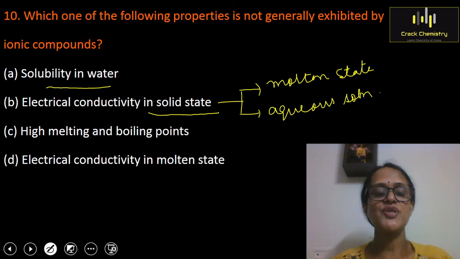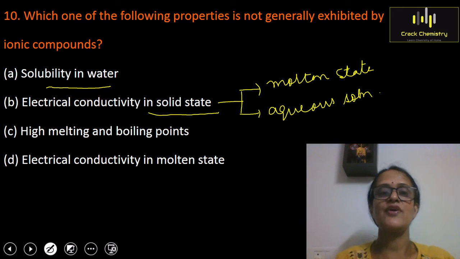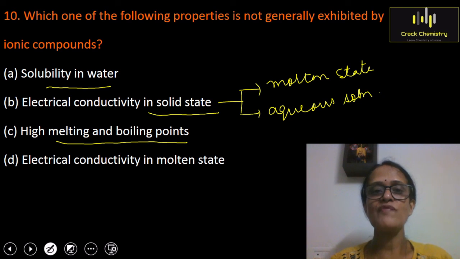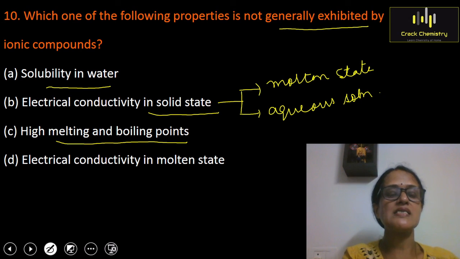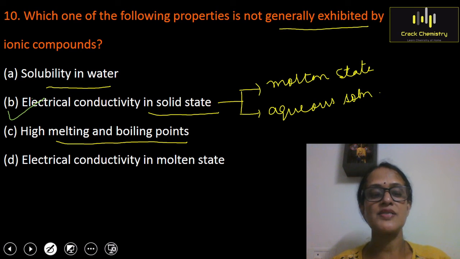The third option given to you is high melting and boiling points. Yes, ionic compounds have very high melting and boiling points because of the very strong forces of attraction between oppositely charged ions. Option D is electrical conductivity in the molten state. Yes, ionic compounds conduct electricity in the molten state. The question was which one of the following properties is not generally exhibited by ionic compounds. Option B is the correct option, because ionic compounds don't conduct electricity in the solid state.